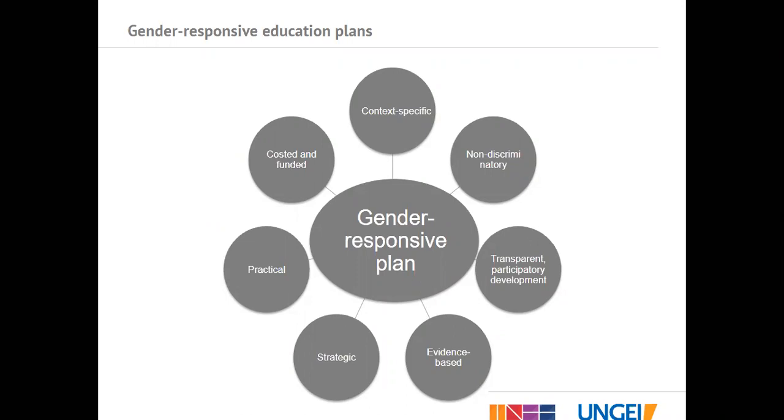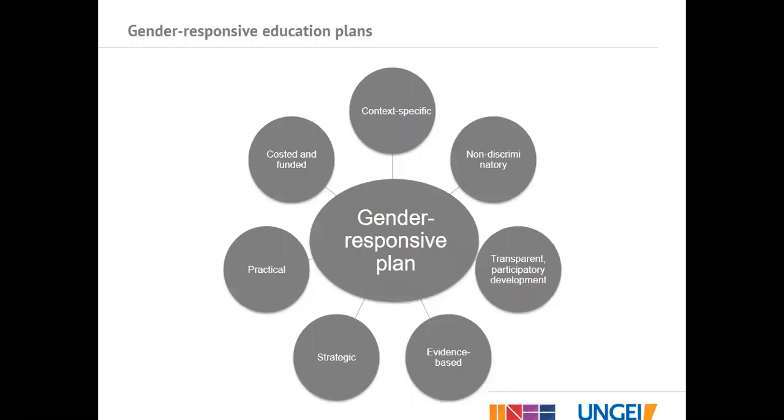Secondly, plans must be non-discriminatory. They must be able to meet the education rights of all children by assessing the reasons for disparities between groups. And must also be designed to ensure that gender inequalities should be a consideration alongside other factors such as wealth, religion, disability, etc. Thirdly, plans, of course, must be developed transparently and through a participatory approach.